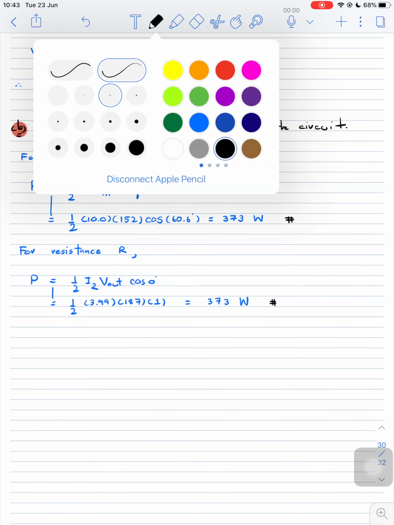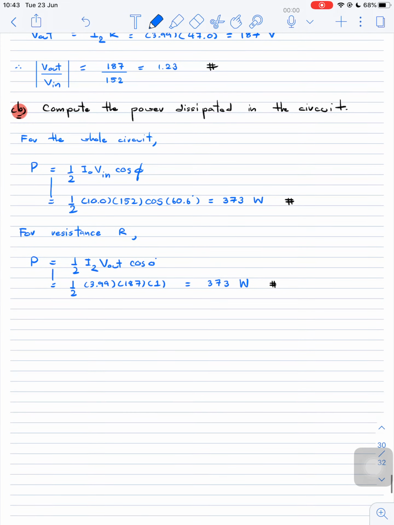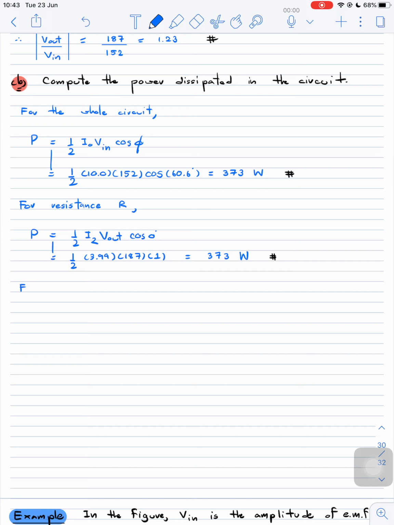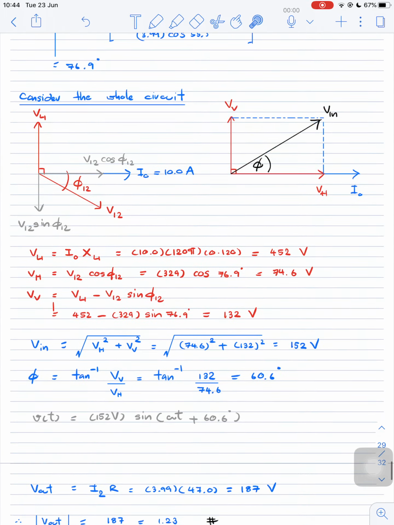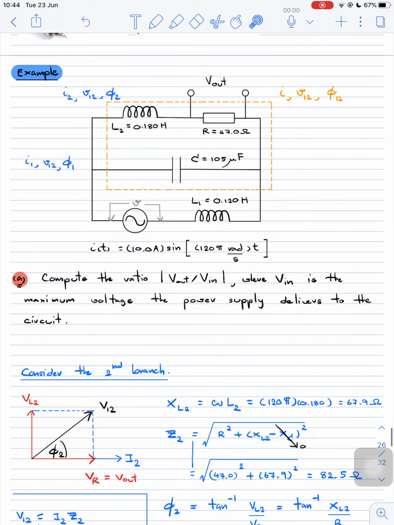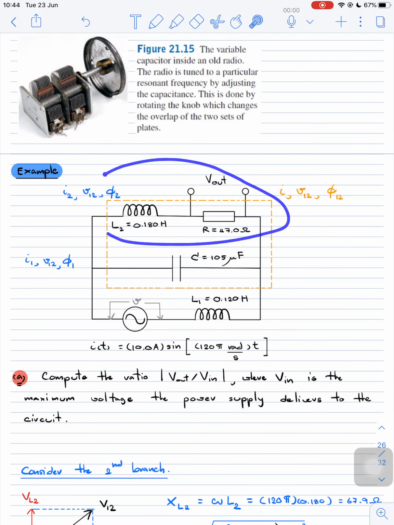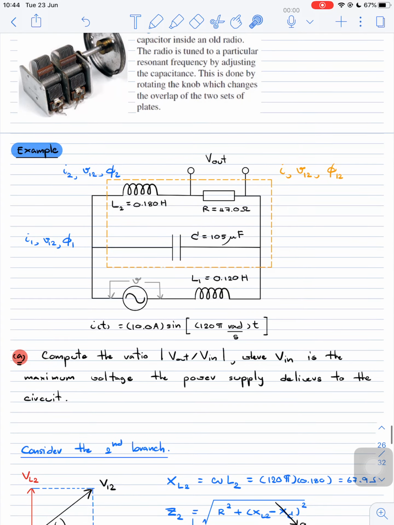Then how about if we just consider the second branch? If we look at this second branch, you can see that the second branch has only one resistor. It means that the power loss via this branch must be the same as the power loss via this resistor only. It should be the same.